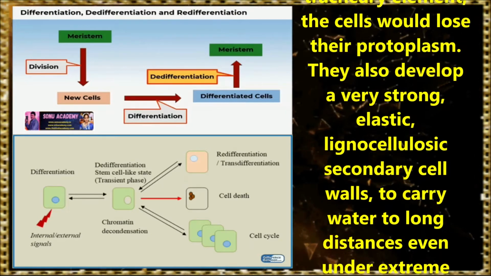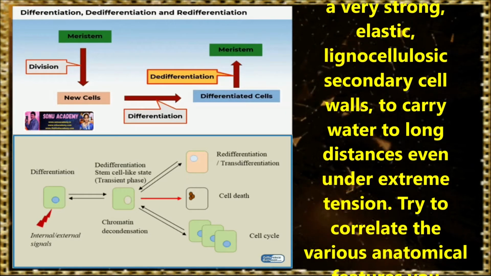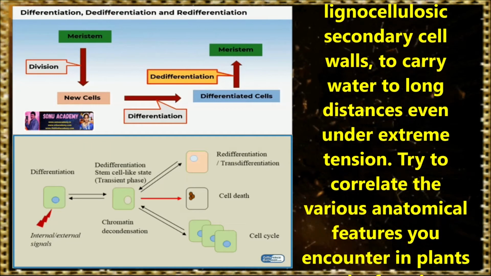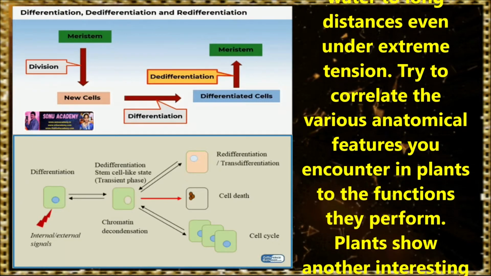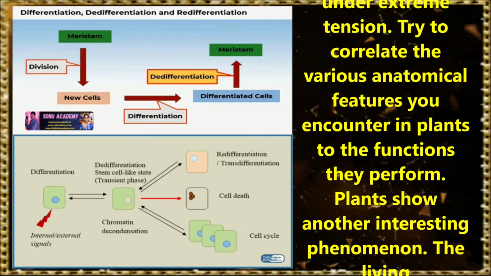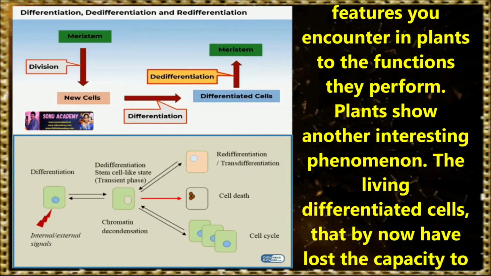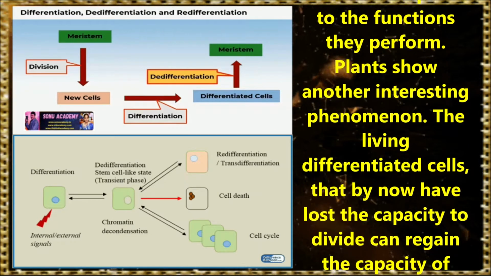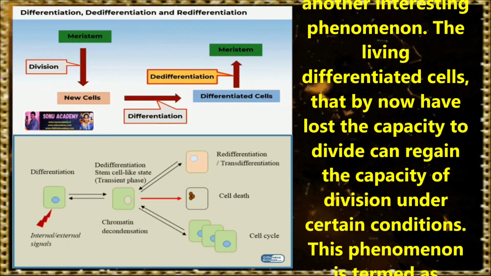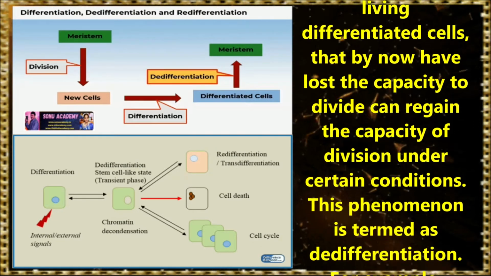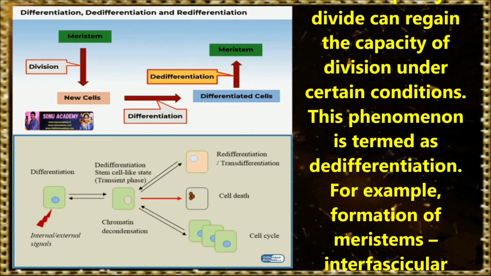They also develop a very strong elastic lignocellulosic secondary cell wall to carry water over long distances even under extreme tensions. Try to correlate the various anatomical features you encountered in plants to the functions they perform. Plants show another interesting phenomenon. The living differentiated cells that by now have lost the capacity to divide can regain the capacity of division under certain conditions.